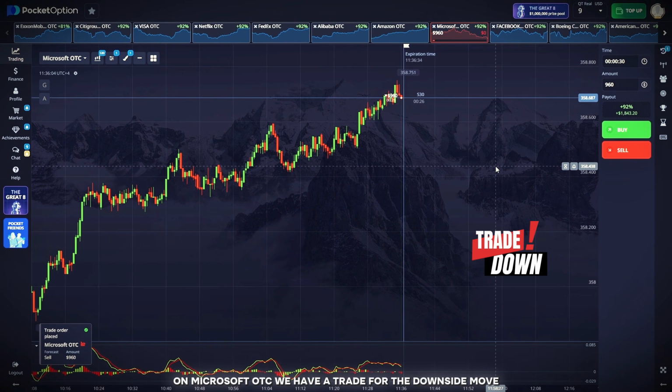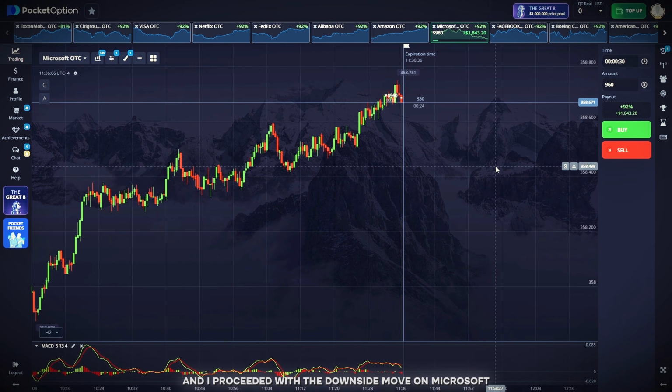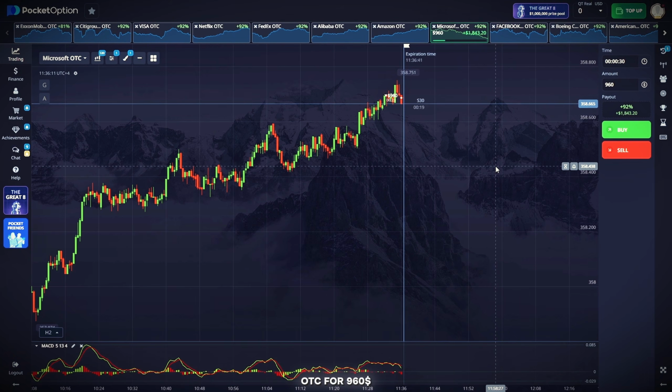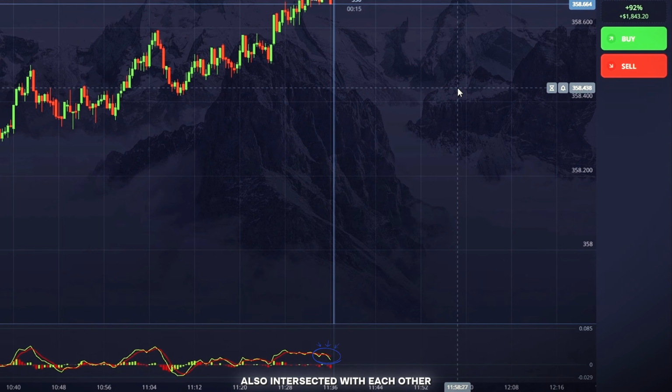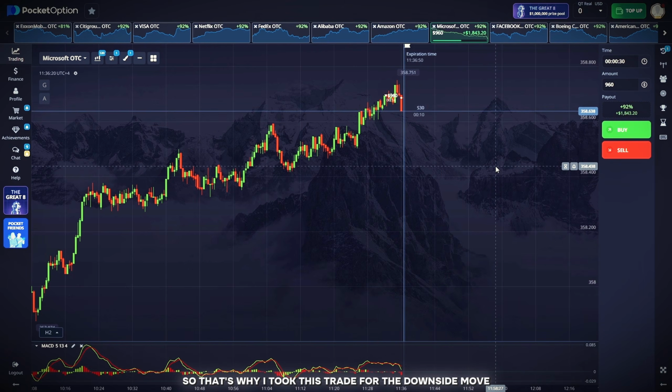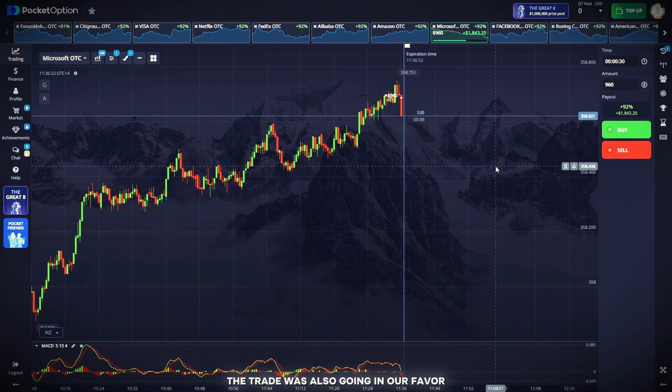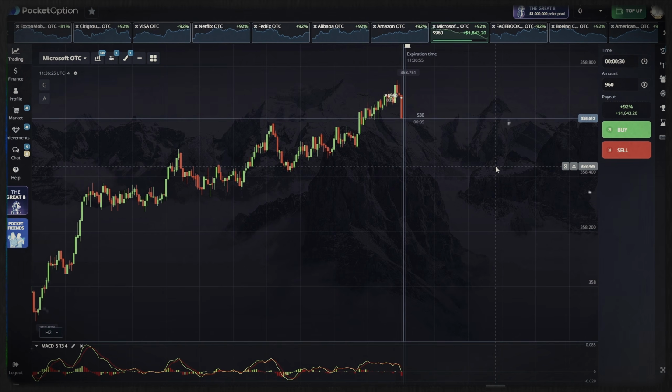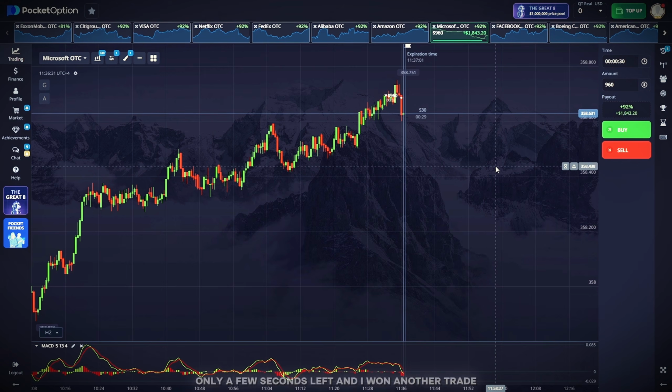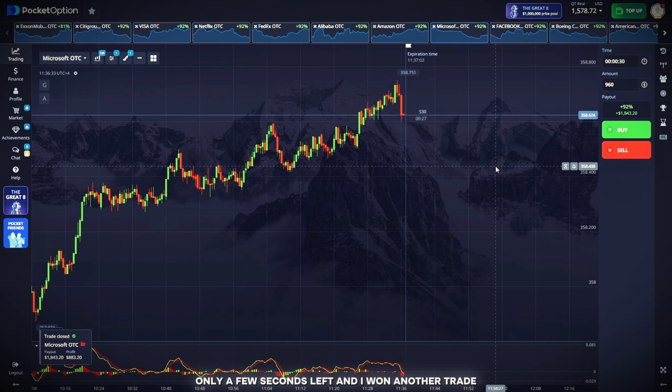On Microsoft OTC, we have a trade for the downside move, and I proceeded with the downside move on Microsoft OTC for $960. You will see that the lines also intersected with each other and the level was forming below the zero line. So that's why I took this trade for the downside move. The trade was also going in our favor. Only a few seconds left and I won another trade.